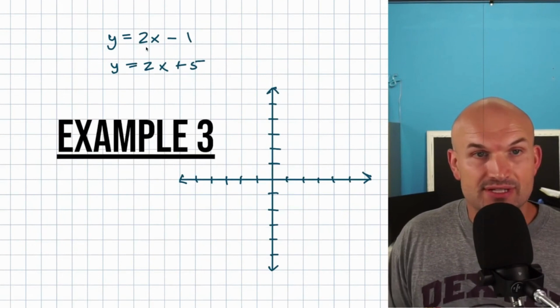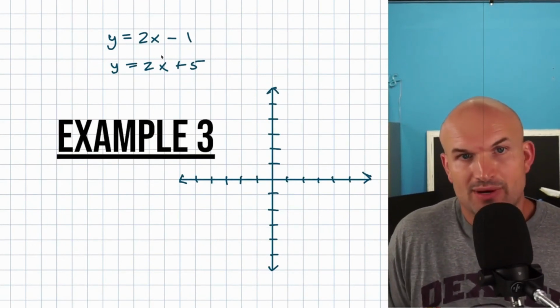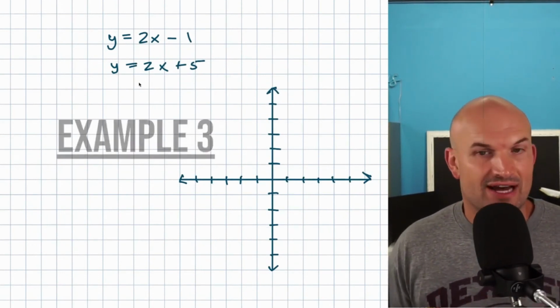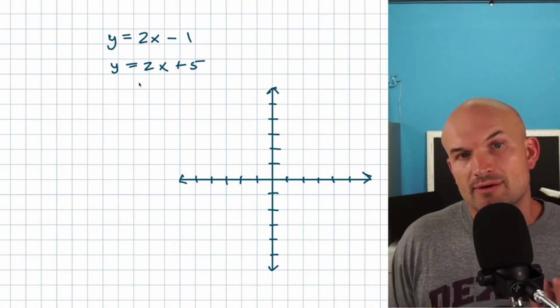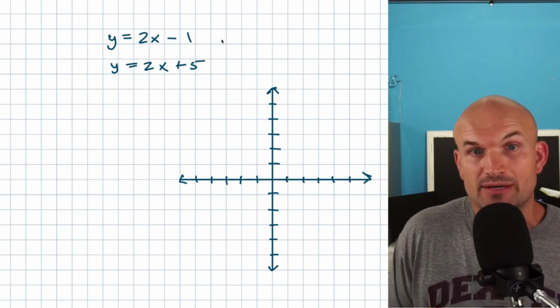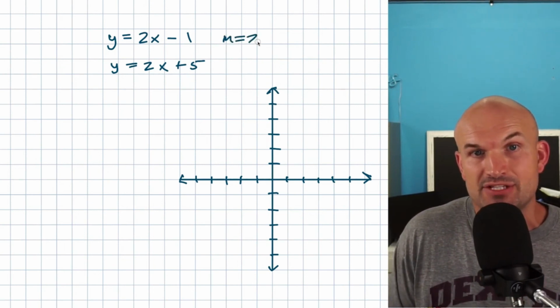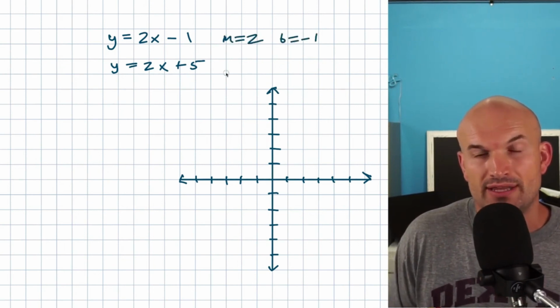All right, in this last example, you can see again we have two equations, y equals 2x minus 1 and y equals 2x plus 5. So again, we just want to graph this, and I want you to visually see what's important about this graph, because the slopes here are going to be the same, right? You could say m is 2 and b equals -1. In this case, m is equal to 2 and b is equal to 5.